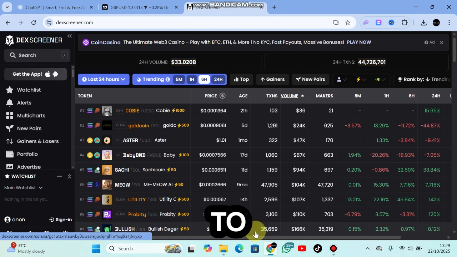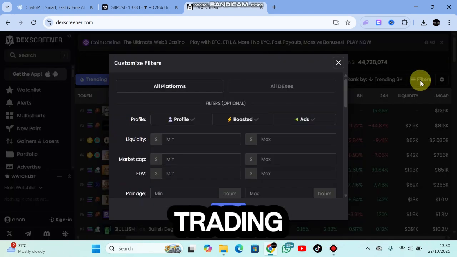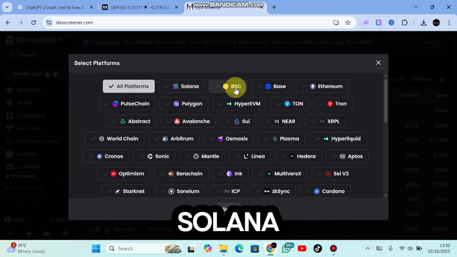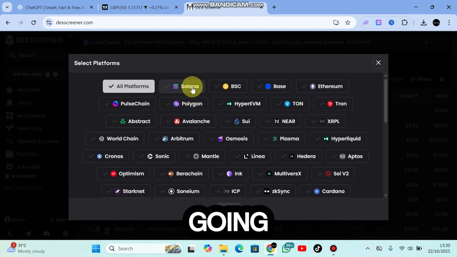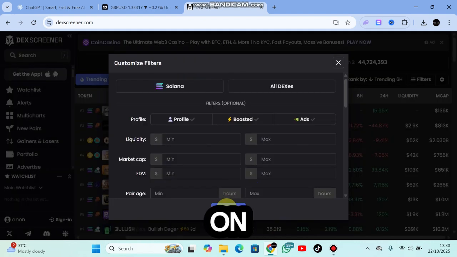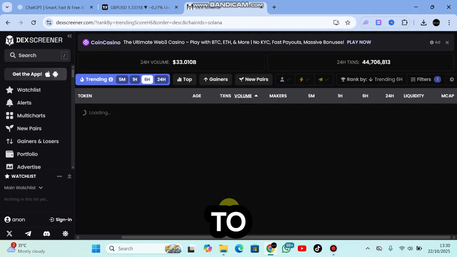So the first thing is for you to select the network you want to be trading. So if you want to trade Solana, Base, BSC, anyone. I'm going to trade Solana. I like Solana memecoins, so I'm going to click Solana. I'm going to click on save. After that, I'm going to leave the others. I'm going to tap on apply.